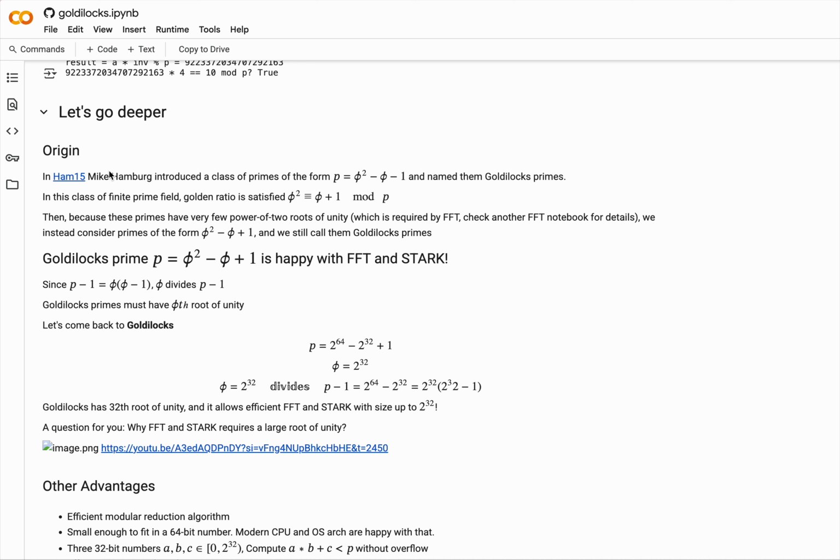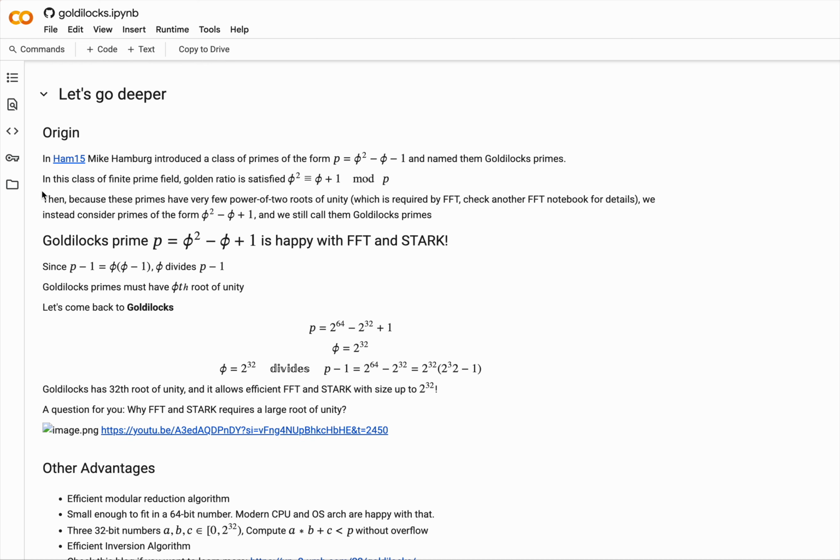Why do we call it Goldilocks? You must have heard of the golden ratio. The golden ratio is defined by this: phi squared equals phi plus 1. But this is not the form of Goldilocks, because in zero knowledge proofs we want FFT, and these primes have very few power-of-2 roots of unity, so they cannot use FFT and STARK.